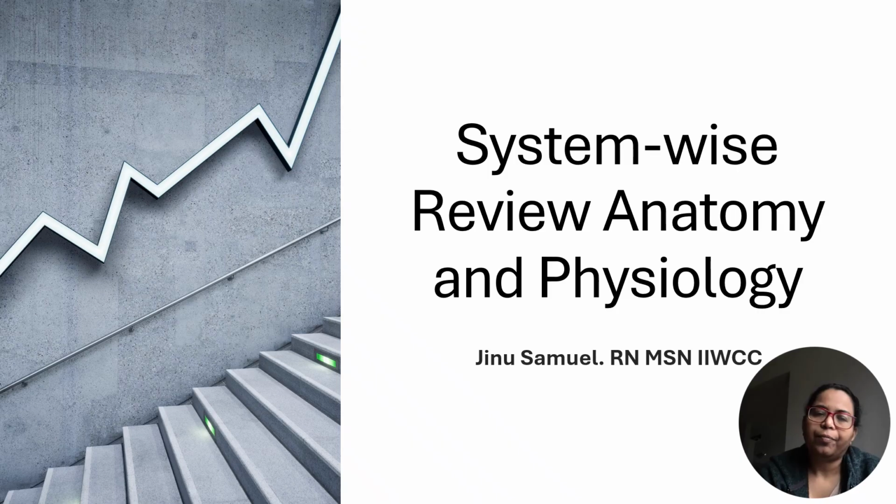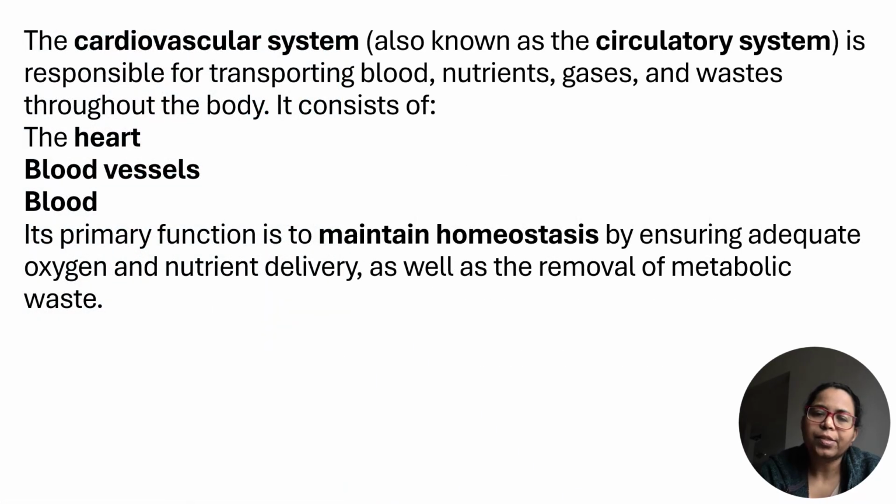Good morning, everyone. Let us review the cardiovascular system. The cardiovascular system is responsible for transporting blood, nutrients, gases, and waste throughout the body. It consists of the heart, blood vessels, and blood. Its primary function is to maintain homeostasis by ensuring adequate oxygen and nutrient delivery, and it is also responsible for the removal of metabolic wastes.